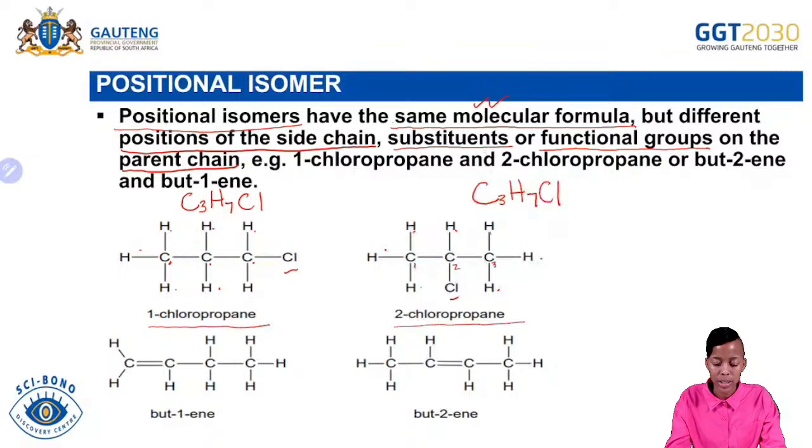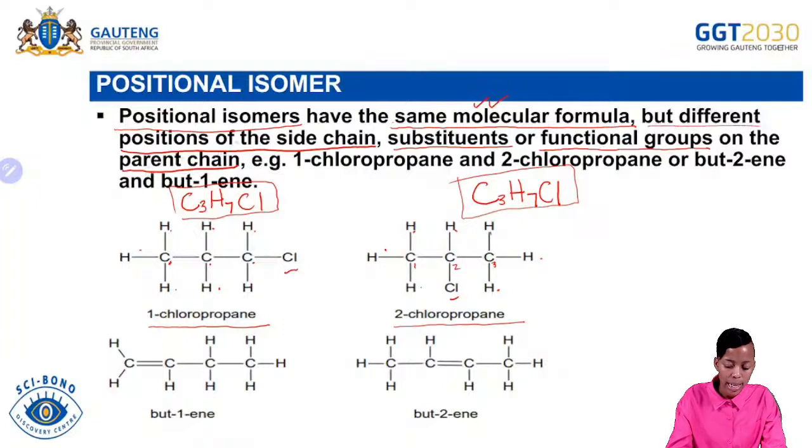So according to the definition, what is the first thing there? Positional isomers have the same molecular formula. So there is your molecular formula for the first one, 1-chloropropane. There's the molecular formula for the second one, and you see that they are exactly the same, and that is according to the definition. But again, the definition says but different positions.